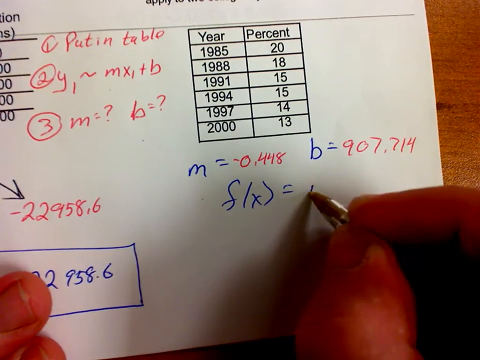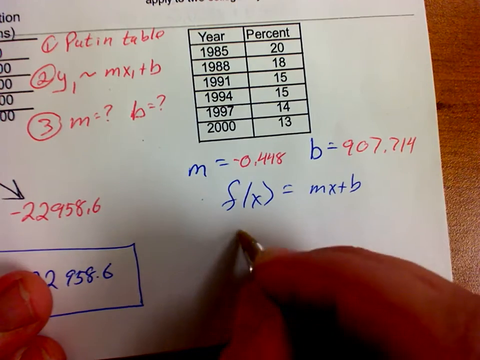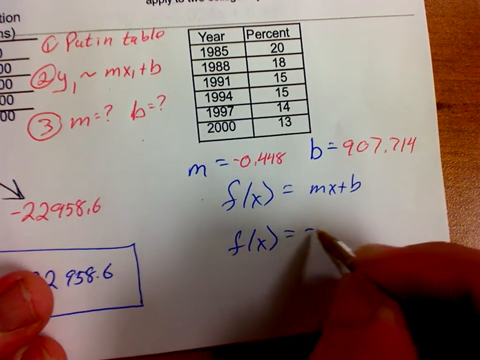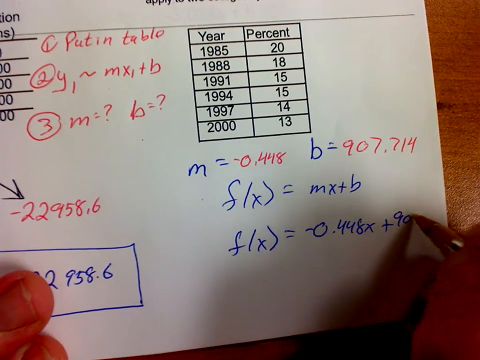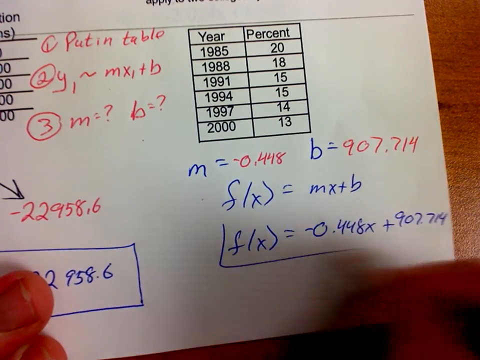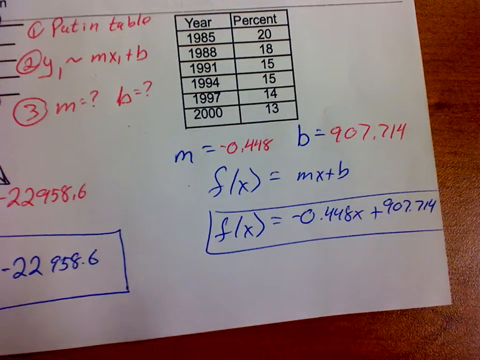Once again, we're going to have to plug that into our equation here. f of x is equal to mx plus b. And we're going to end up with f of x is equal to negative 0.448x plus 907.714. So that ends up being part of our answer right there.